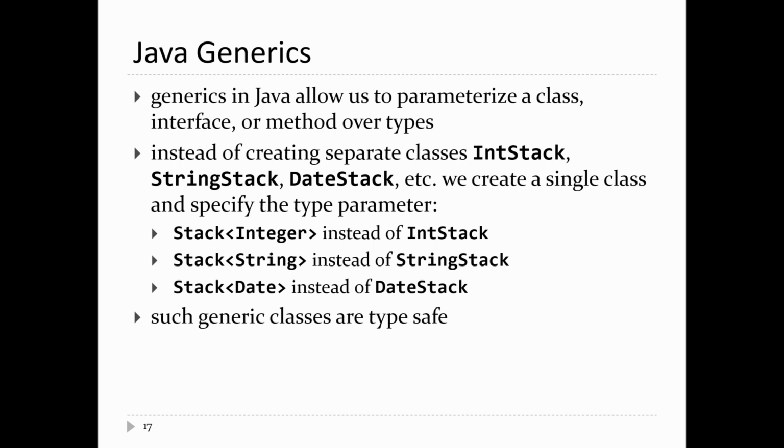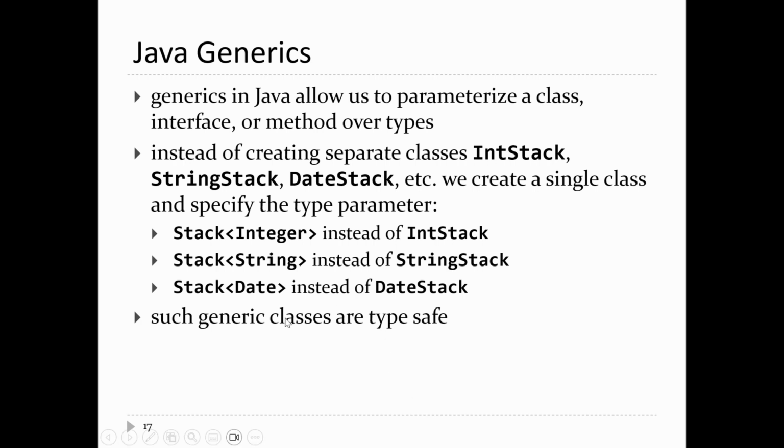So the way it works in Java is, as you've seen already, you don't give your class a different name for every type, right? So there's no int stack, string stack, date stack, et cetera. Instead, there's this extra parameter that you need to supply when you use the class. So instead of int stack, you write Stack and then angled brackets and Integer, where the Integer is the element type held by the stack. Stack angled bracket String is a stack of strings, and so on.